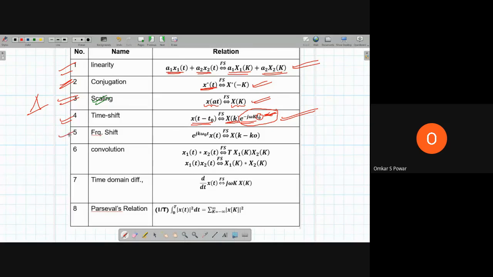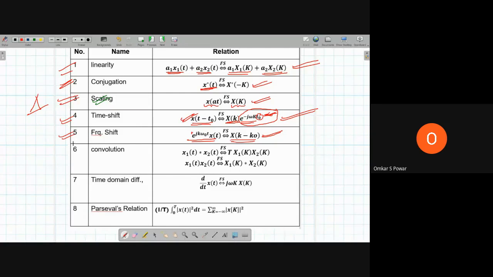Then frequency shift. Like time domain shifting, I have frequency domain shifting. So if I take x of t, in the previous one it was t minus t naught, here it is X of k minus k naught, because I'm shifting the frequency component. Then in the time domain, you have to multiply by e power plus. There it was minus, here it is e power plus j k omega naught t.